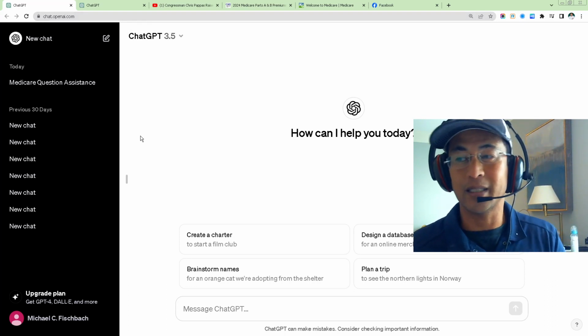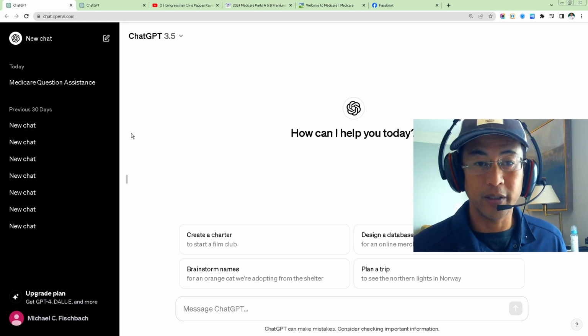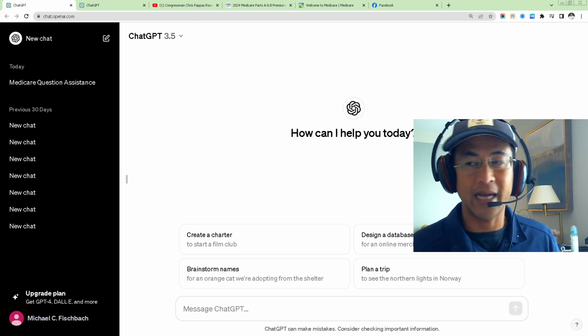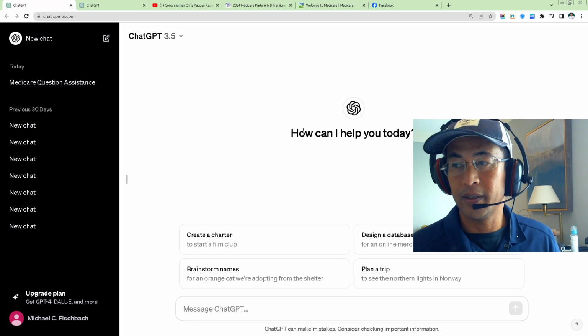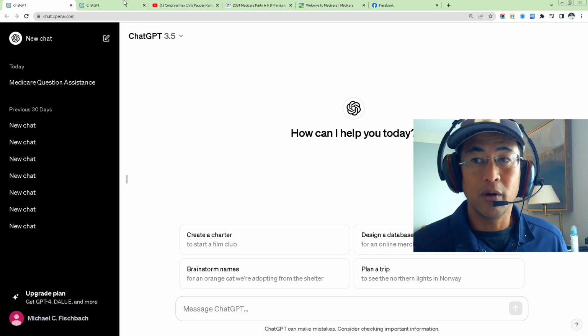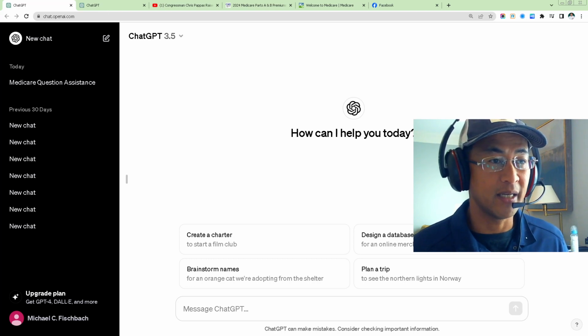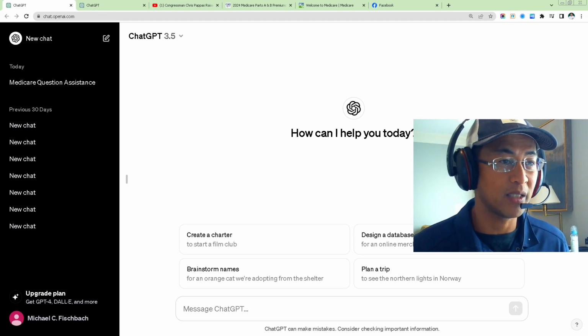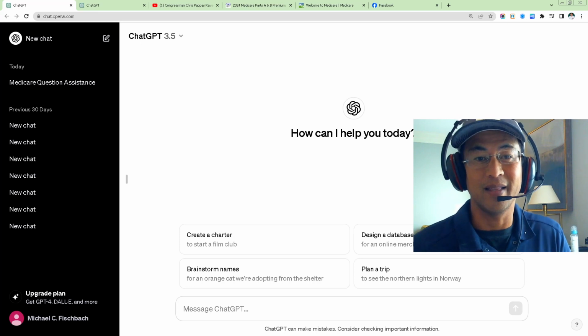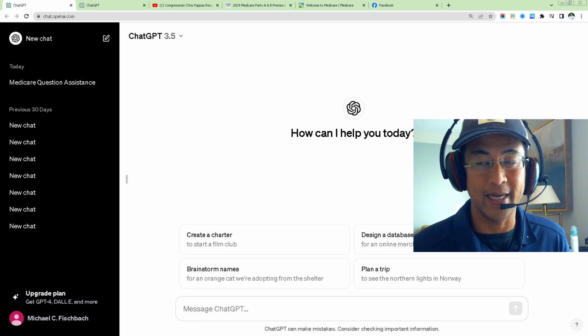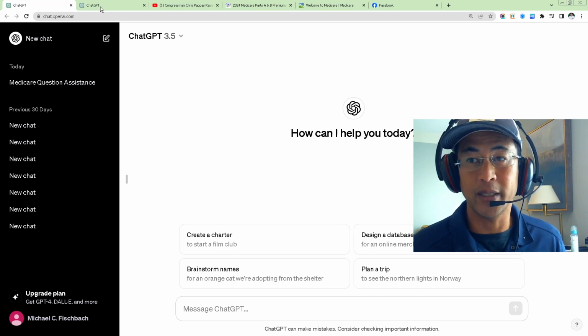Once you log in, this is what you'll see, and it's very simple, very easy. And then it asks you, how can I help? And I'm going to go over real quick the Medicare conversation I had, and it even titles it Medicare Questions Assistance. That's how smart OpenAI is and how smart ChatGPT is. And so let's get right into it.